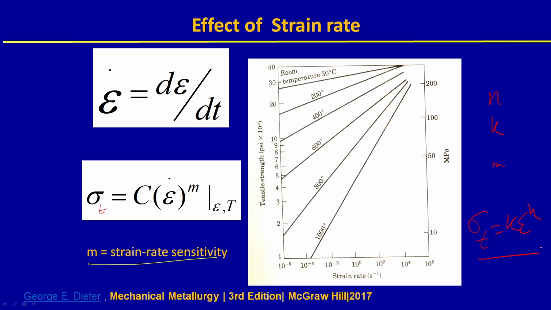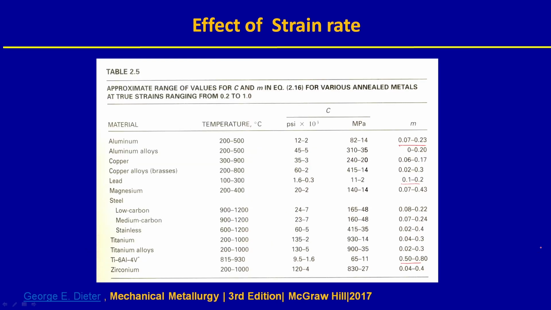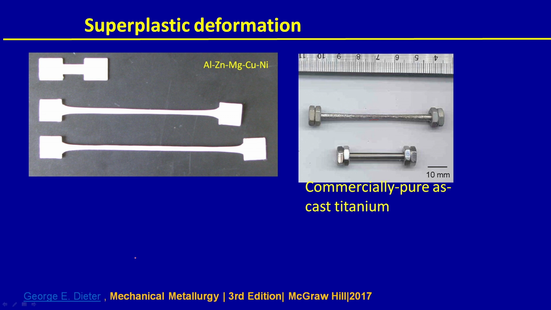And I showed you some values of m. M is normally very low, most of the cases less than 0.1, but there are cases where m can go as high as 0.5 to 0.8, like in case of titanium 6 aluminium 4 vanadium alloys, but normally it does not go very high, but there are few cases where it can go even much higher, even close to 1. That is where superplastic deformation can happen.